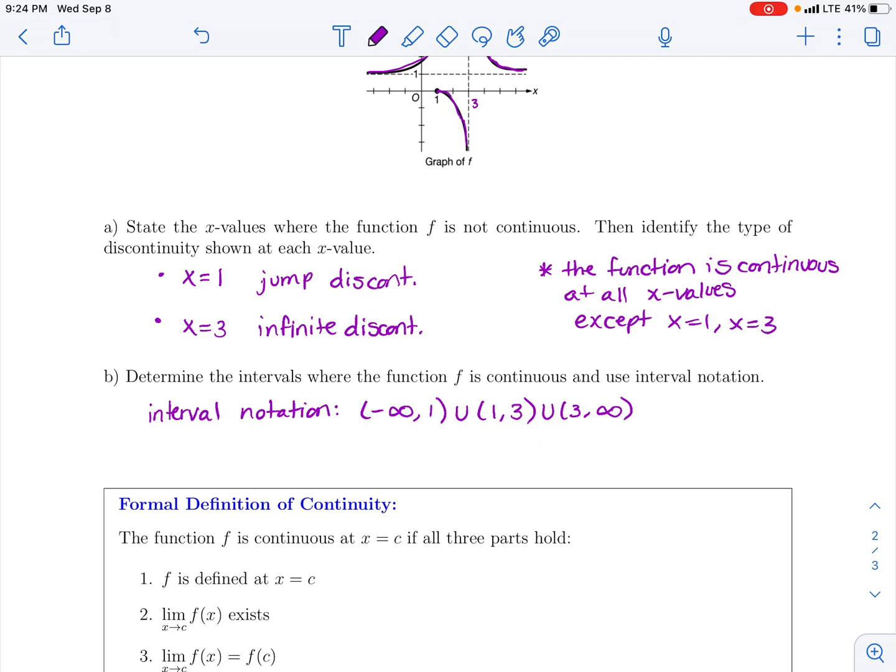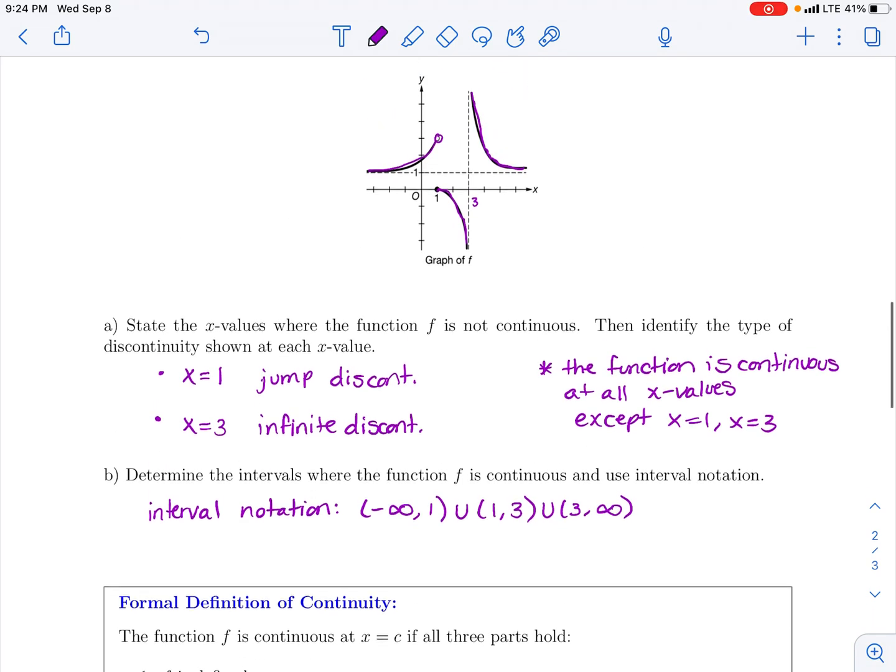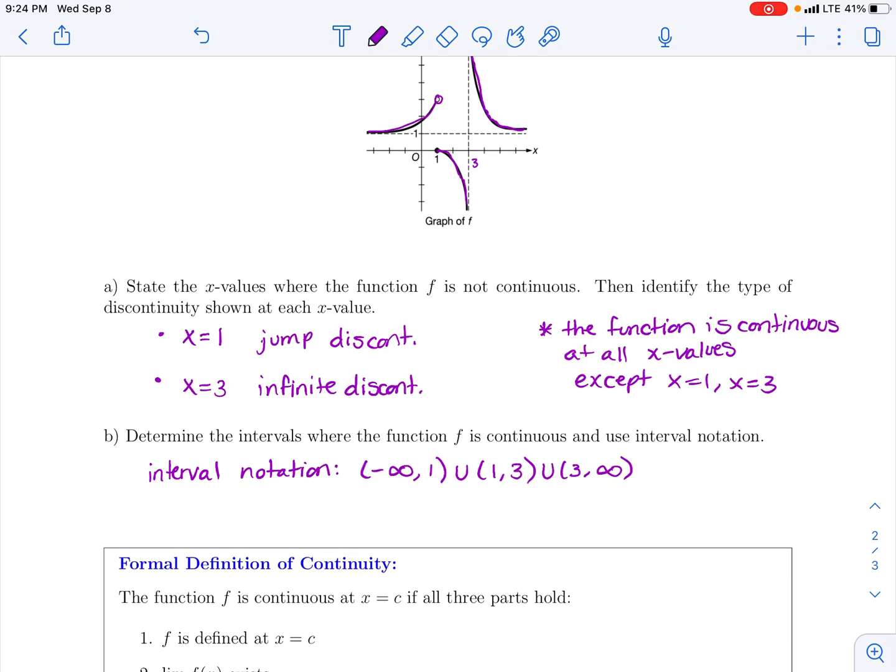Now these little U-looking things are what we call union, and it just brings all of the three different pieces that I had in interval notation together. So that's how we more formally write that.